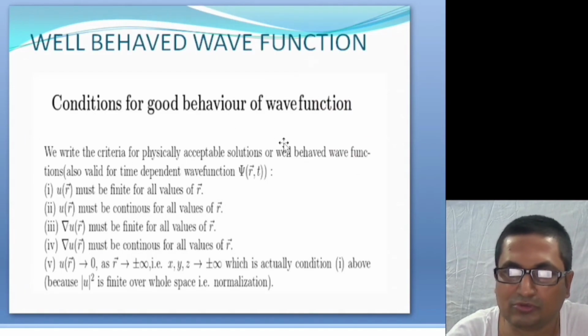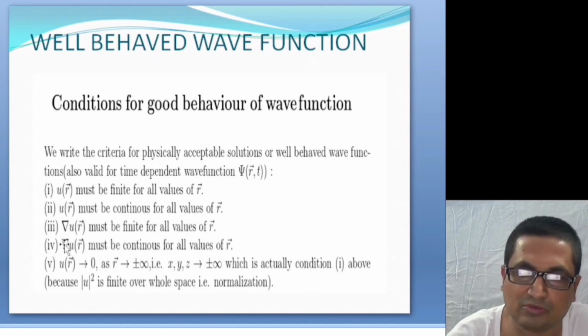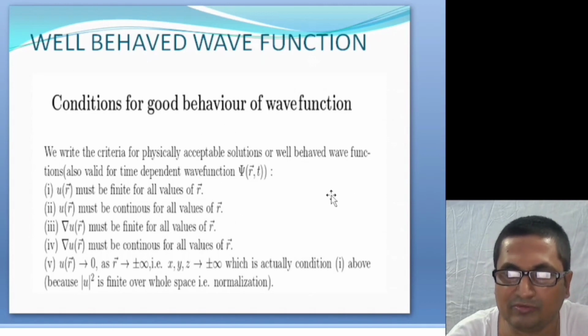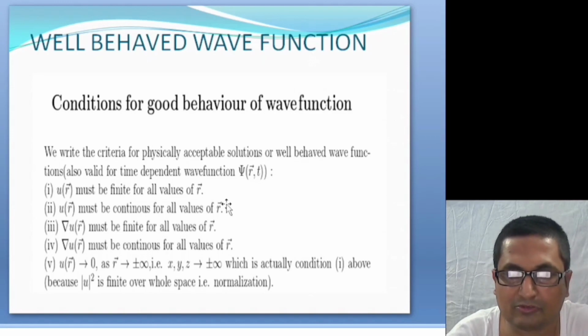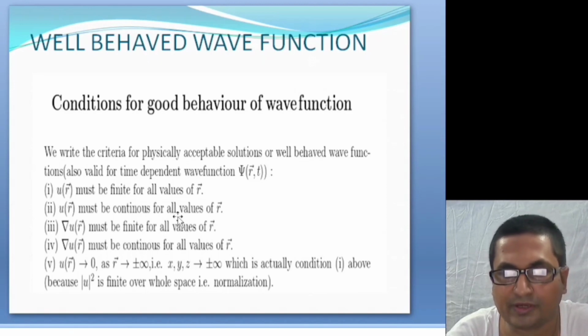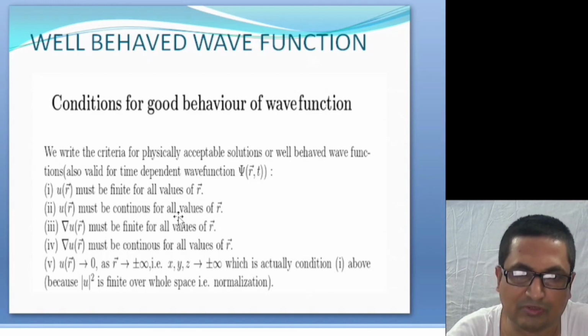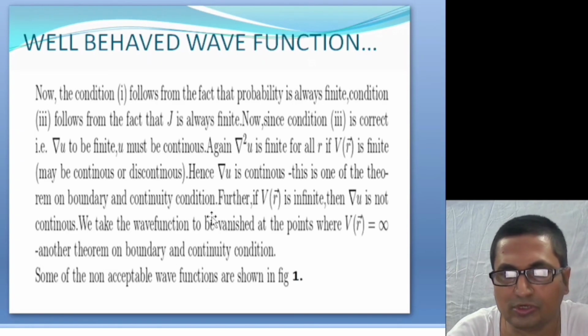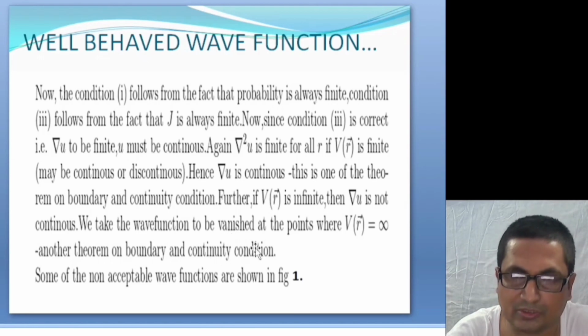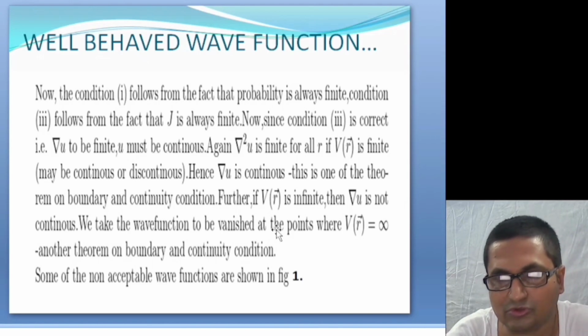Coming back to the conditions for good behavior of a wave function, we see that there are 5 conditions that a well-behaved wave function must satisfy. All these follow from our definition of the physical interpretation of the wave function, the finiteness of probability, the finiteness of probability current density, and some concepts of limits and differentiation which we are already familiar with. Also, where the potential is infinite, the wave function always vanishes, which will be very useful later while discussing applications of the Schrödinger equation.